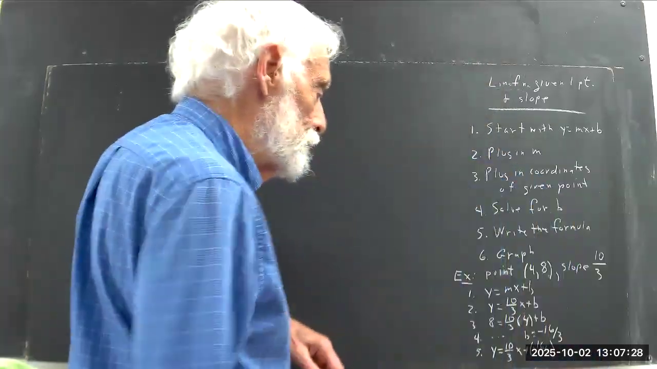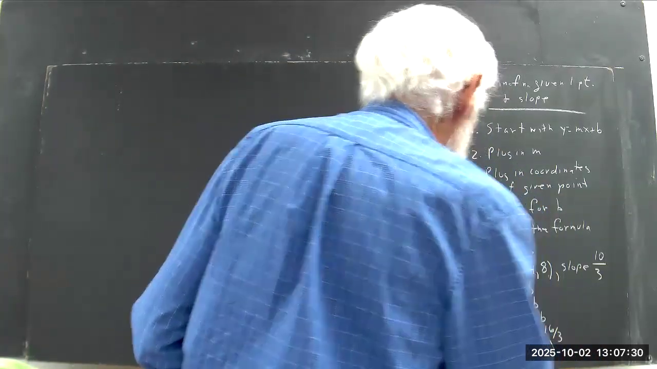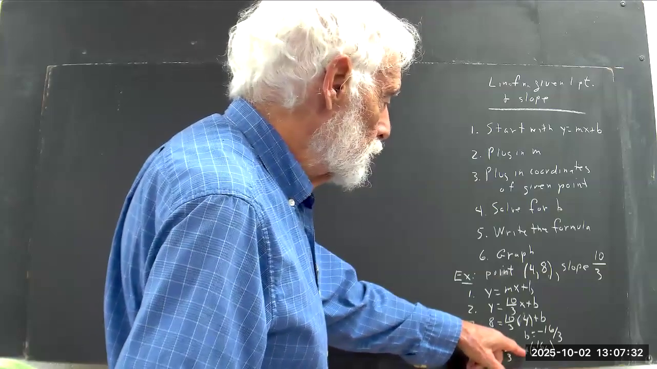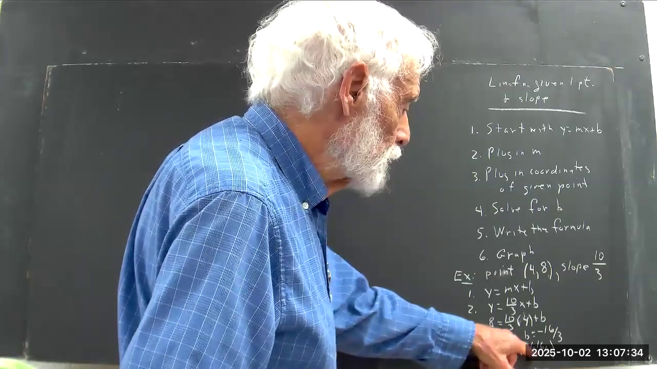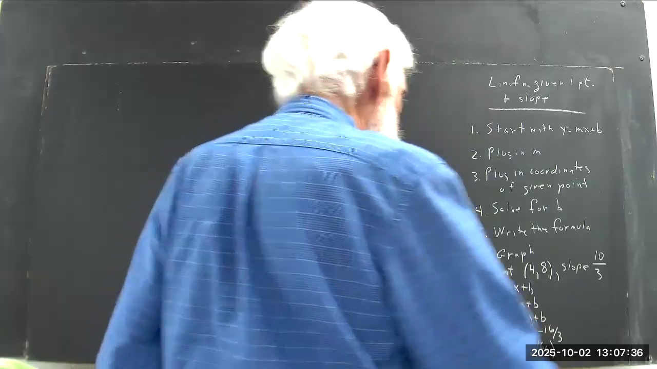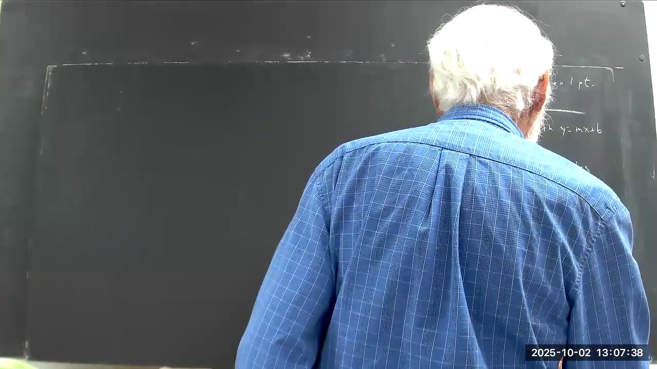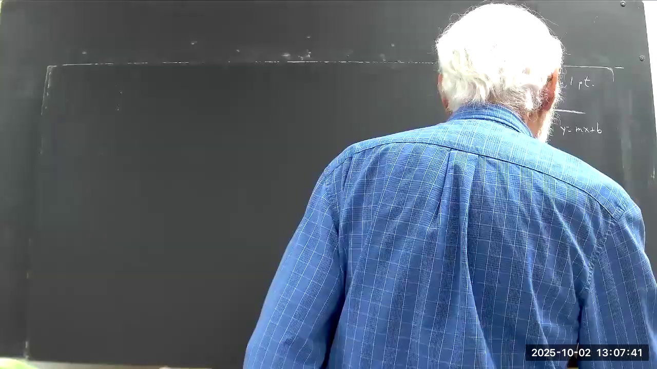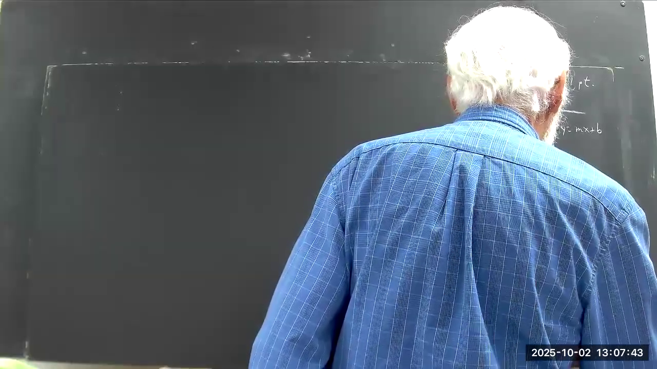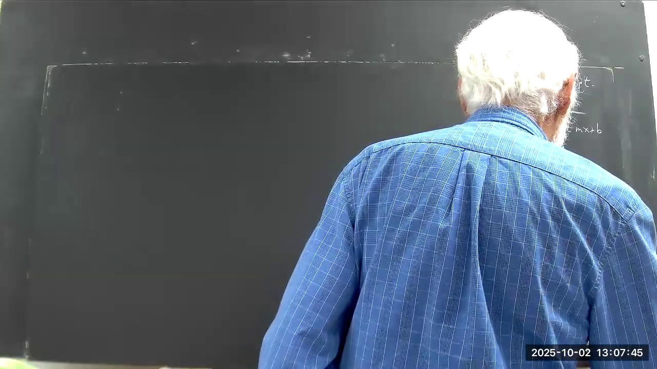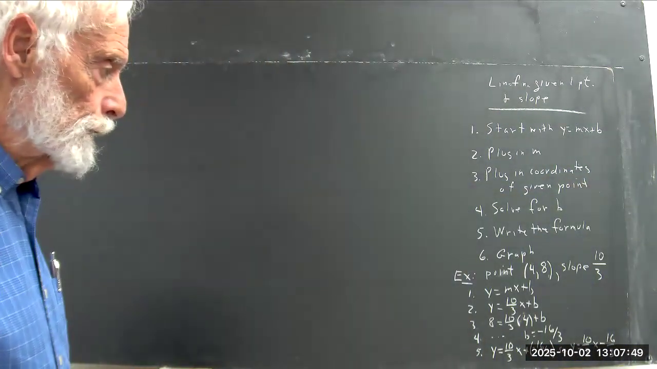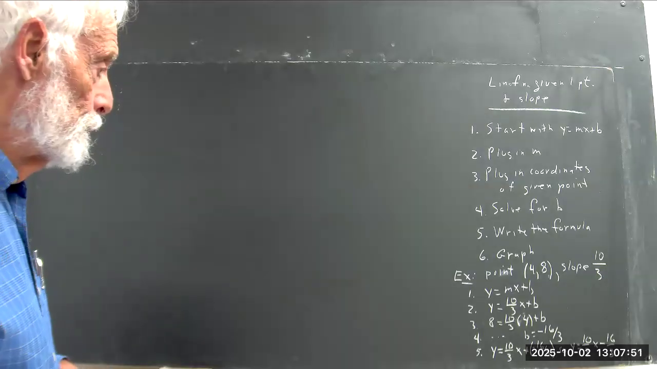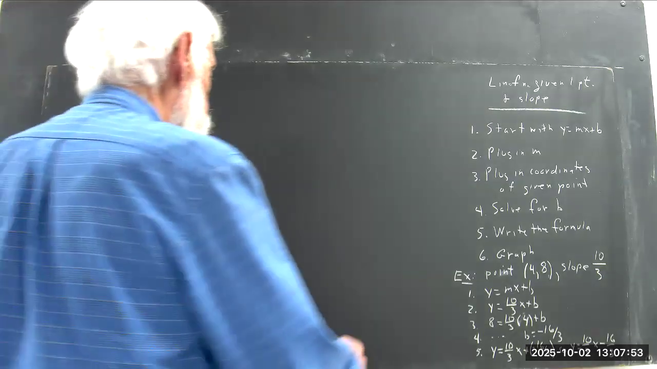Being literal, I'm using the plus, so I'm doing mx plus b. Of course, plus a negative is the same as subtracting. So y equals 10/3 x minus 16/3. You know, how about our graph?